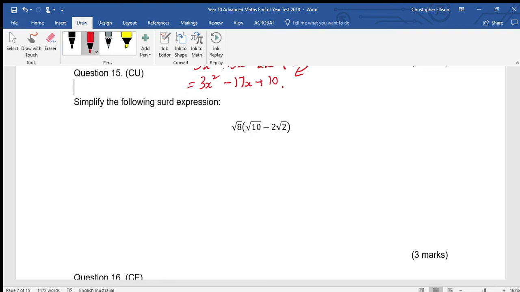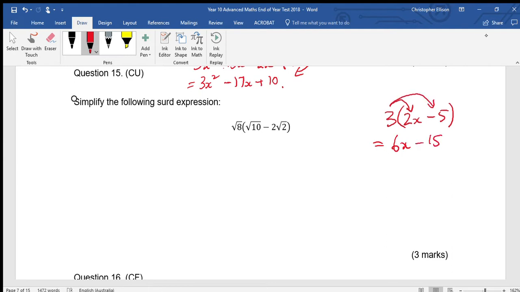Okay, with question 15, simplify the following third expression. First thing that we notice is that we've got a set of brackets with a number outside the brackets. Now, hopefully we remember if we just had 3 times by, say, 2x minus 5, we use the distributive law and we multiply here. So that number being outside of the brackets means we multiply. 3 times by 2x would be 6x, and 3 times by negative 5 would be negative 15.